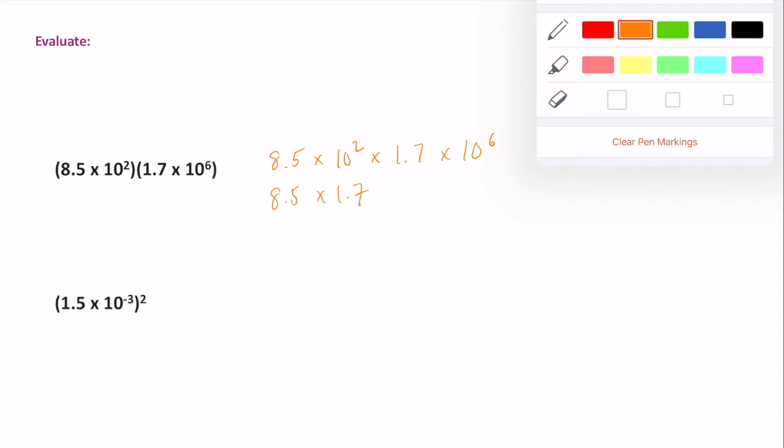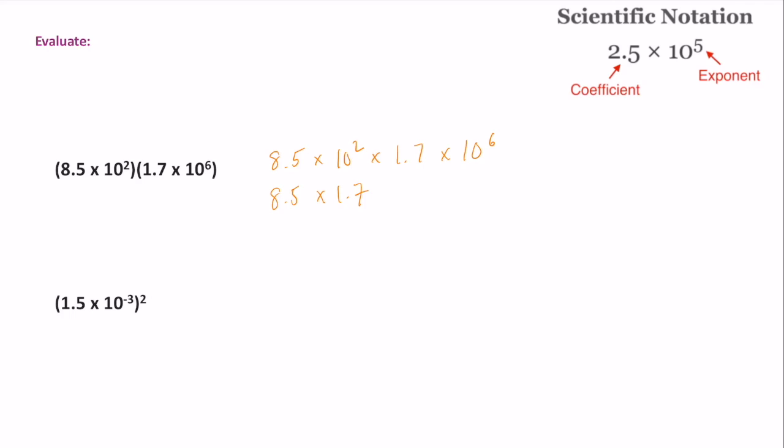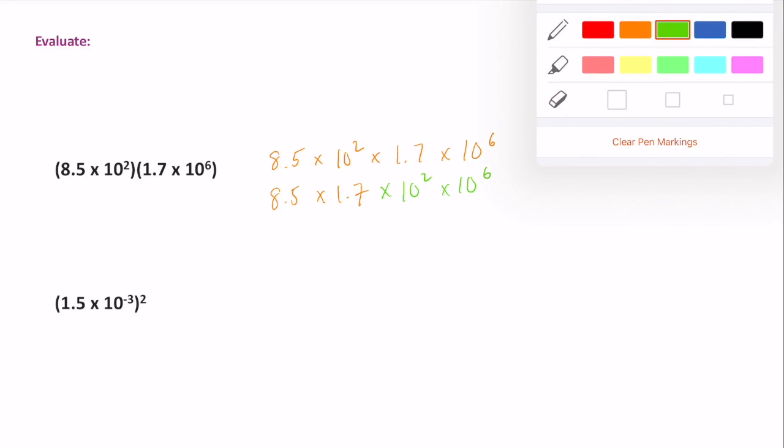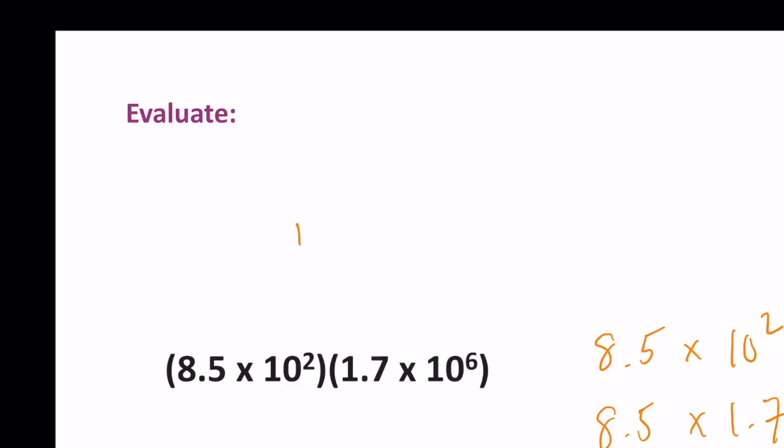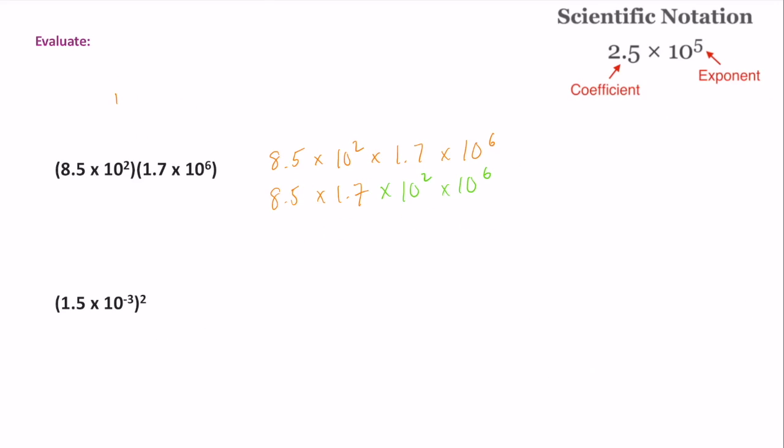Notice I'm putting the coefficients next to each other, times 10 to the second times 10 to the sixth, right? And now I'm putting the powers together. And so I could just actually deal with these separately. So I can just do 8.5 times 1.7, and that is 14.45. So that's just 14.45. And then times, so it's coming back, 10 to the second.